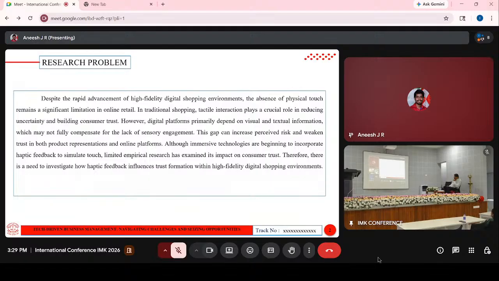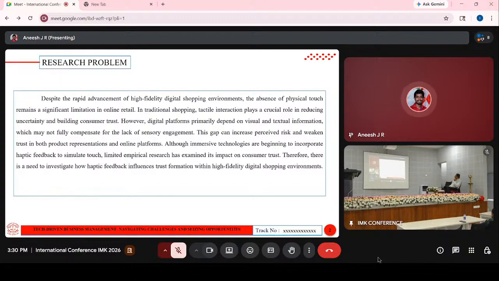So this is a research problem. Despite the rapid advancement of high-fidelity digital shopping environments, the absence of physical touch remains a significant limitation in online retail. In traditional shopping, tactile interactions play a crucial role in reducing uncertainty and building consumer trust. However, digital platforms primarily depend on visual and textual information, which may not fully compensate for the lack of sensory engagement. This gap can increase perceived risk and weaken trust in both product representation and online platforms.